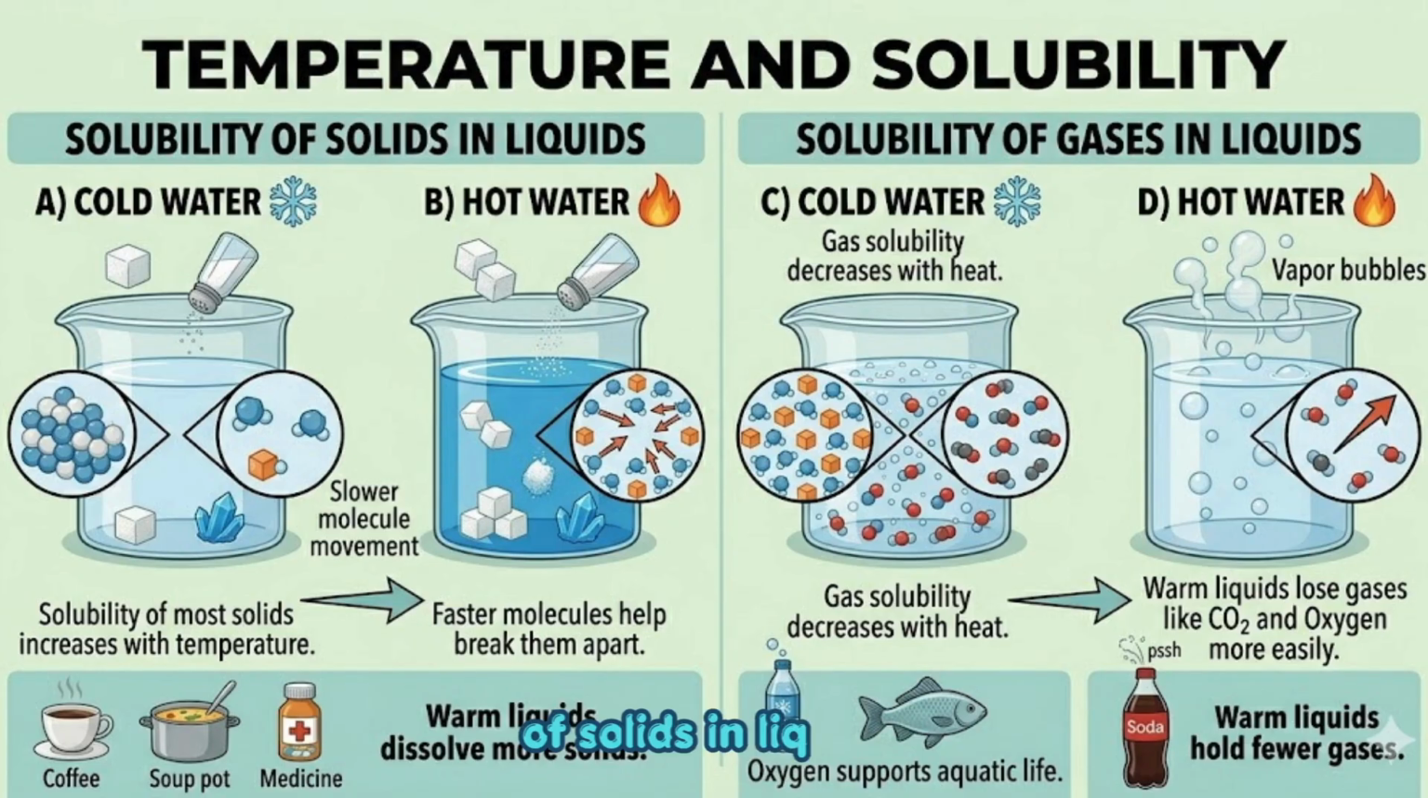Solubility of solids in liquids. Solubility of most solids increases with temperature, as faster molecules help break them apart. Examples include sugar, salt, and copper sulfate dissolving better in hot water. Solubility of gases in liquids. Gas solubility decreases with heat. Warm liquids lose gases like carbon dioxide and oxygen more easily.